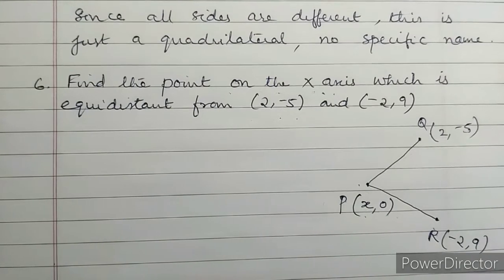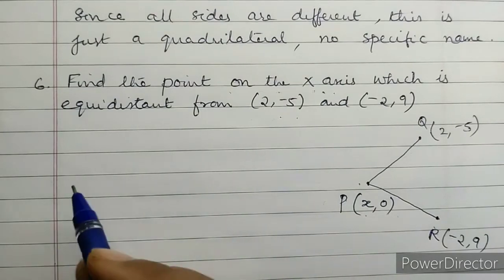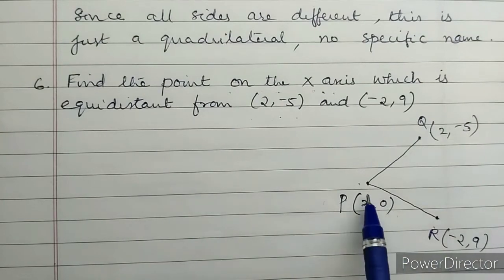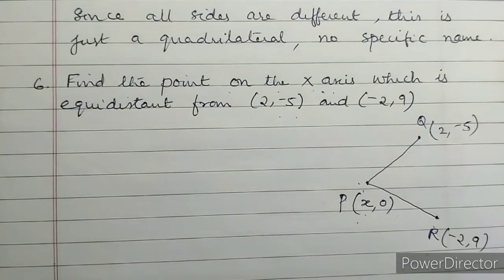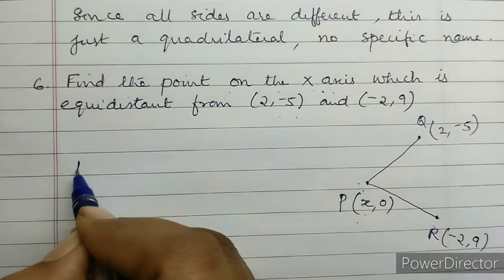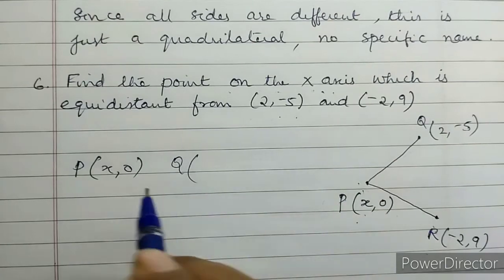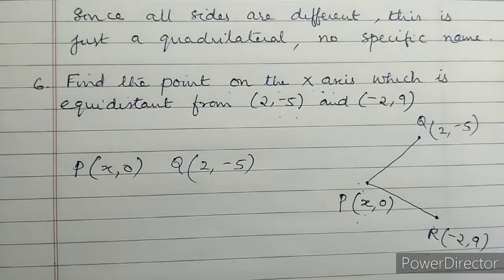So you can use that to find the value of x. This point you have to find. So what do you have to do first? First you have to find PQ, then you have to find PR. Since the coordinates are given, you can find them in terms of x. Both you have to equate, and from that you should find the x value. So first P (x, 0) and Q (2, -5). So PQ means how much will it be?